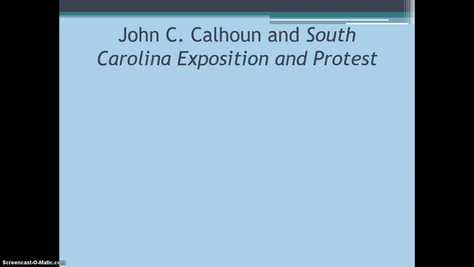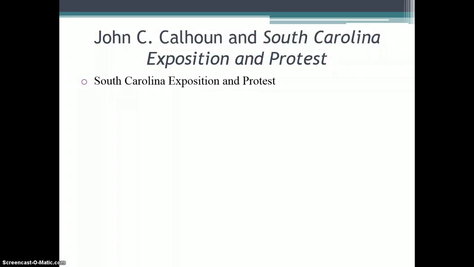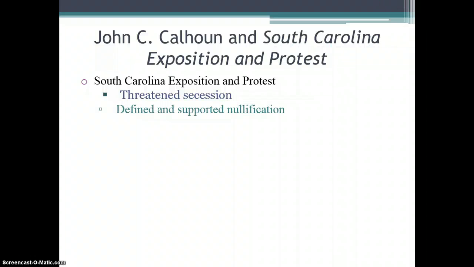One of these Southerners was John C. Calhoun. John C. Calhoun was an American politician. In 1828, he was vice president under John Quincy Adams. At this time, in response to the Tariff of 1828, John C. Calhoun wrote the South Carolina Exposition and Protest. He did not go public as the author at the time, but the information was soon leaked that he wrote the document. The South Carolina Exposition and Protest stated that if the tariff was not repealed, South Carolina would secede from the Union. The document also defined and supported nullification.